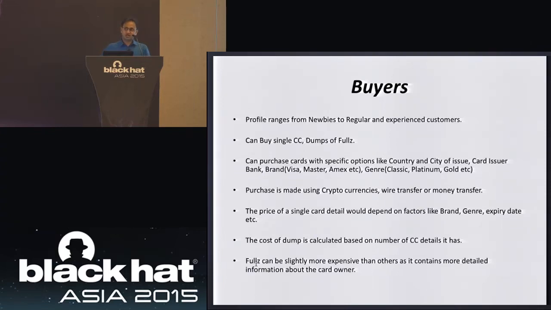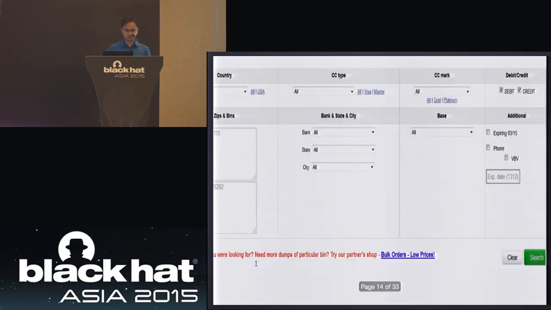When buyers purchase credit card details from the forums and shop owners, they use cryptocurrencies to transfer the money. They can also use wire transfers or money transfers. The price of a single card depends on factors like the brand, the genre, platinum or signature card, the expiry date, etc. The cost of a dump is calculated based on the number of CC details it has, let's say 50 or 100. Fulls can be slightly more expensive than others as they contain more detailed information. As I told you, they contain information like the CVV, the date of birth, and expiry, and all those things. That's why fulls are far more expensive compared to others.